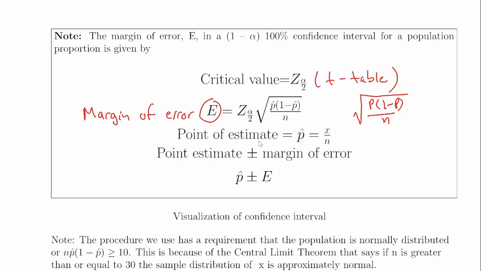So here goes the point estimate. The point estimate is equal to P hat, which is just equal to X divided by N. Once you find the point estimate and the margin of error, it's pretty straightforward. We take the point estimate and add and subtract the margin of error. Here goes a shorter formula for it. We get P hat plus or minus E. E represents the margin of error. P hat represents the point estimate. Everybody good so far with the formula, or any question about any of the formula?